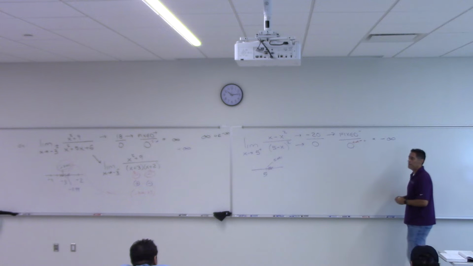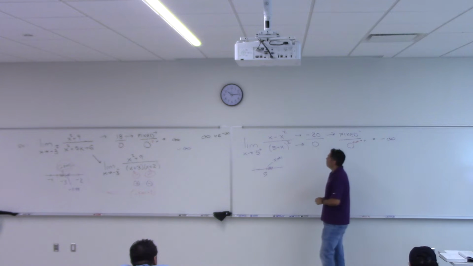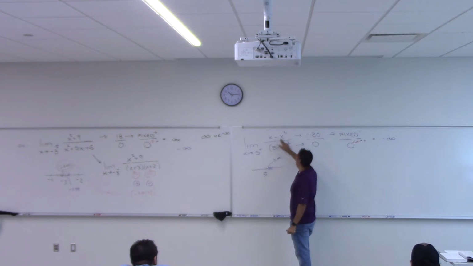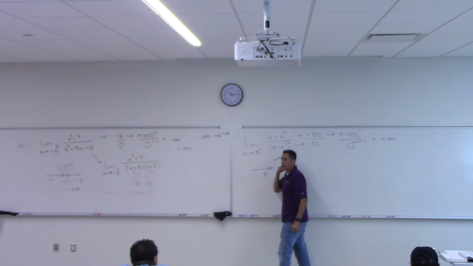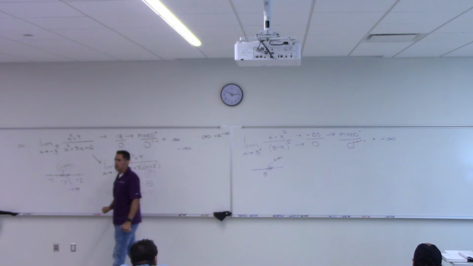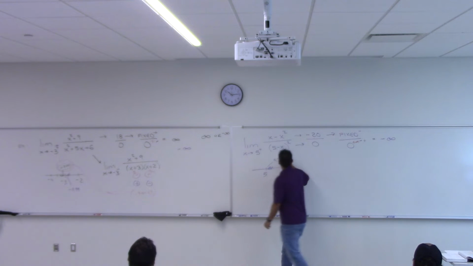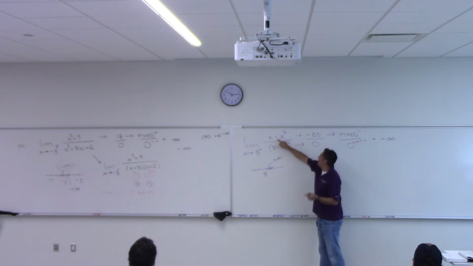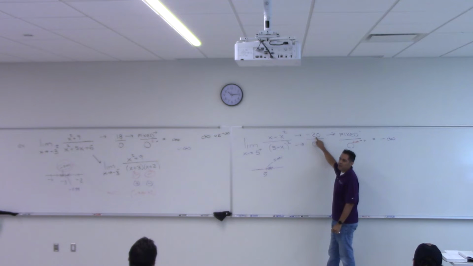Do you have to go back and plug into the top? No, because you already know what happens up top. You already know you're headed to negative 20, and that's not going to change. It doesn't matter which side you come from. If you plug in 5.001 into here, I can tell you right now you're going to be really close to negative 20. You're either going to be negative 19.999 or negative 20.001 or something like that.